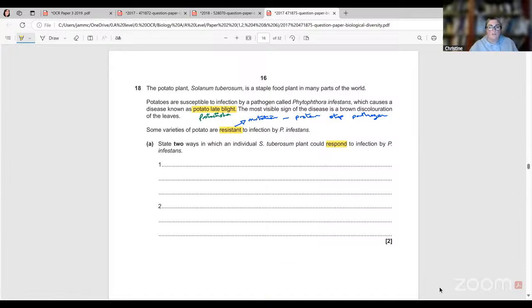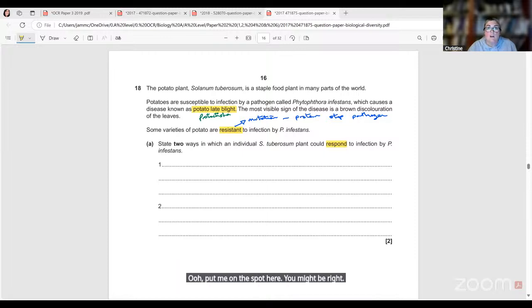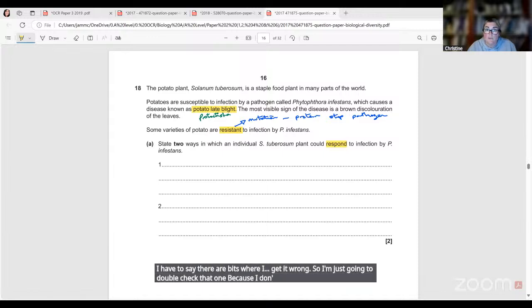Potato late blight. Hold on, now you're questioning me, and I'm like, is that not the Protoctistin, and therefore Blumeria graminis the fungal infection? Oh, put me on the spot here. You might be right. I have to say there are bits where I get it wrong, so I'm just going to double check that one, because I don't want to give the wrong information. Nope, I am right.